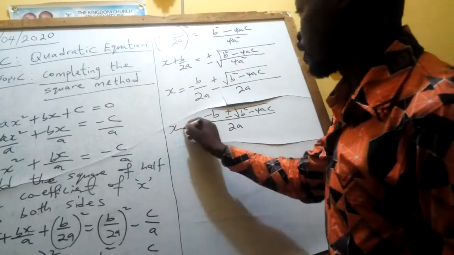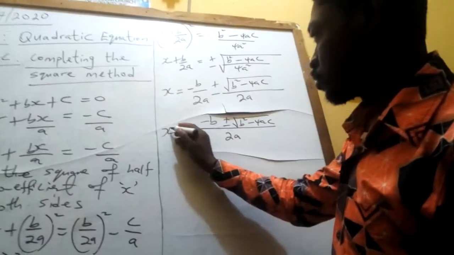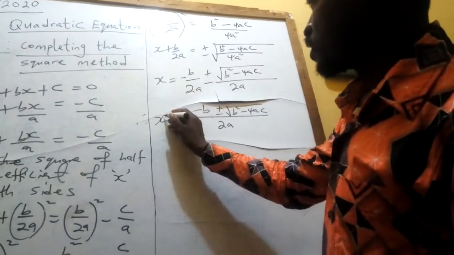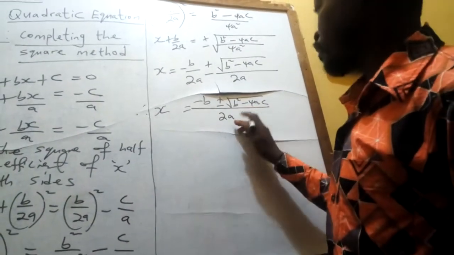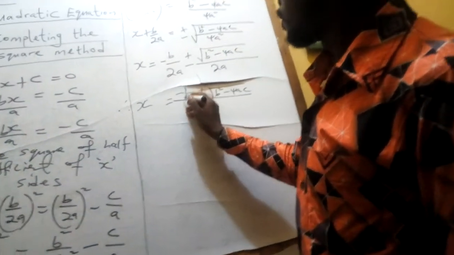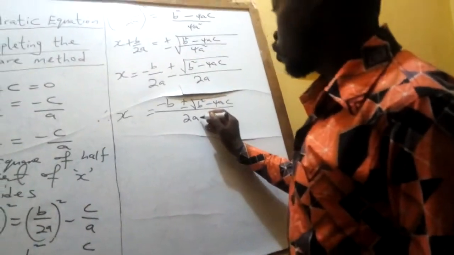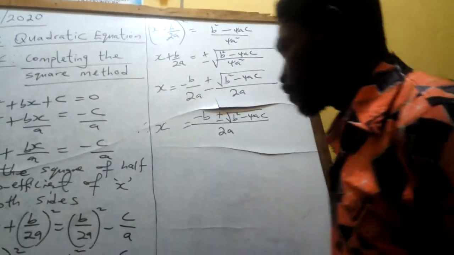Equal to what? x. So this serves as the proof of what? The quadratic formula. So what are we saying in essence? The process involved in generating this particular equation, or the process involved in the proof of this quadratic formula, is what we call completing the square.